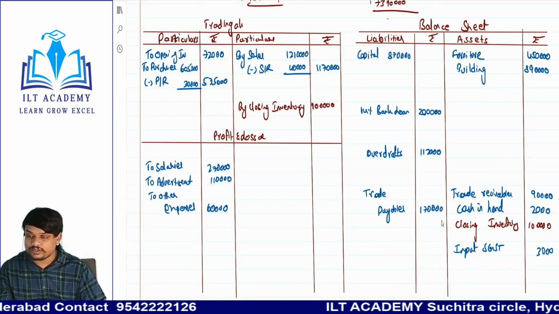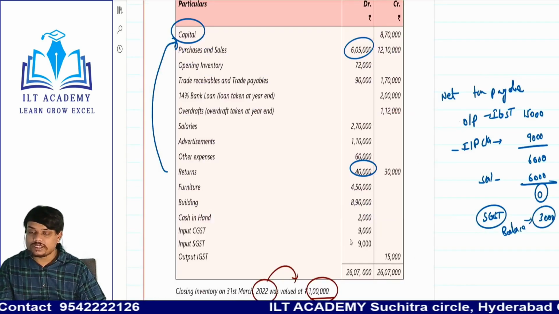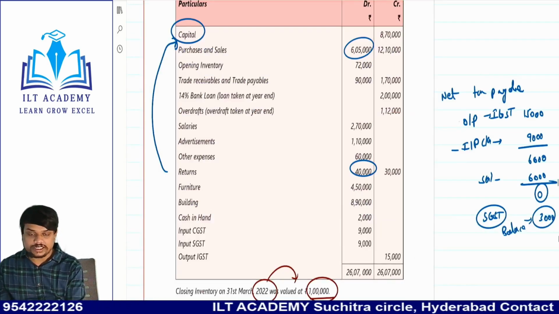Closing inventory was valued at 1 lakh. Done. Now first we need to calculate the gross profit and we'll check each and every item.